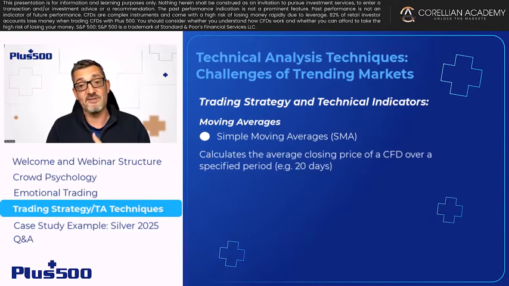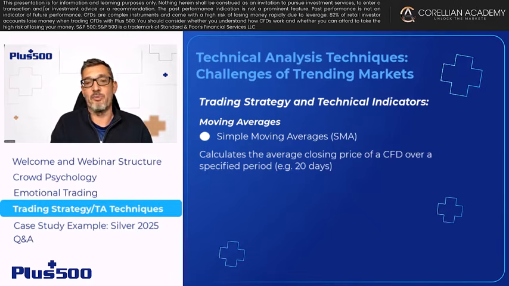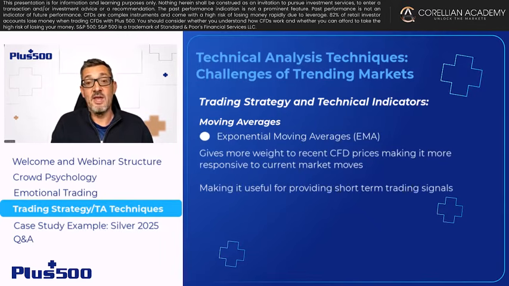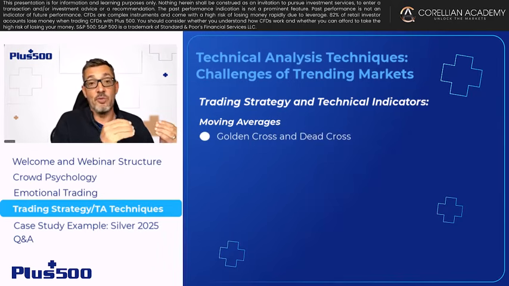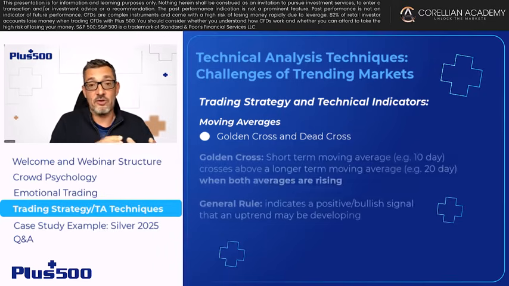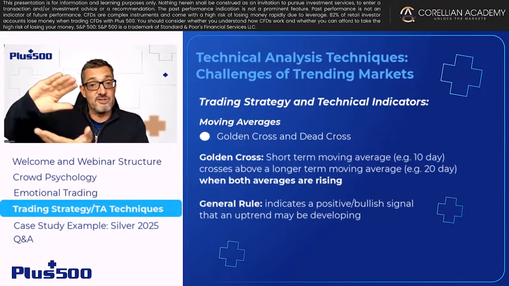The simple moving average calculates the average closing price of a CFD over a specific period. For example, a 20-day average adds the last 20 closing prices and divides by 20. It offers a steady but lagging view of price trends. The exponential moving average gives more weight to recent prices, making it more responsive to current market movements. This sensitivity makes it a particularly useful tool for short-term trading signals. Two of the most popular signals derived from moving averages are called the golden cross and the dead cross. A golden cross occurs when a short-term moving average, such as the 10-day, crosses above a longer-term moving average, such as the 20-day, but only when both averages are rising.